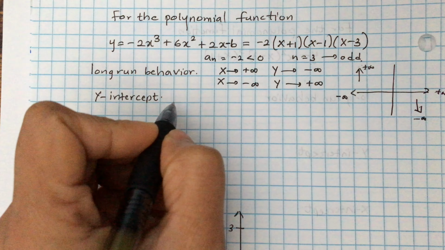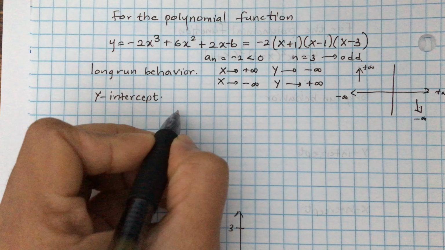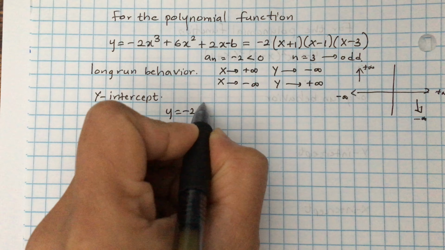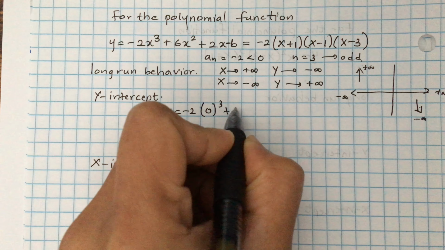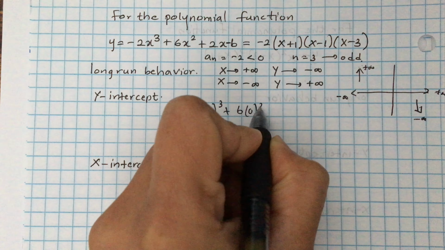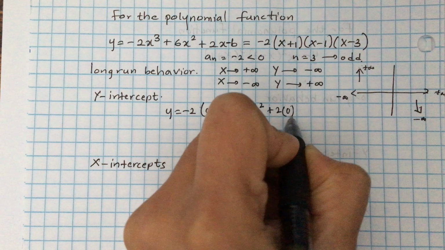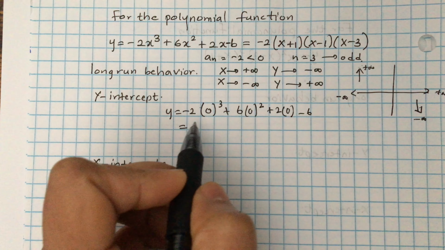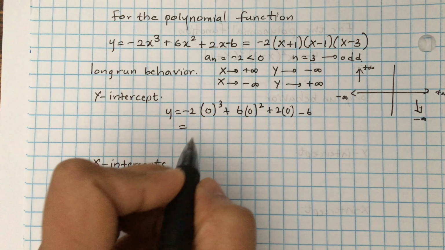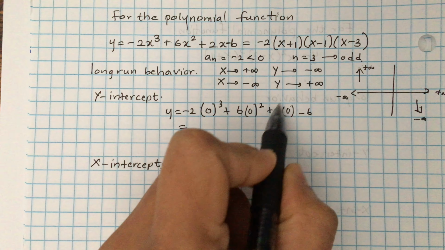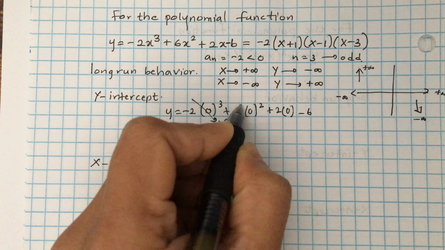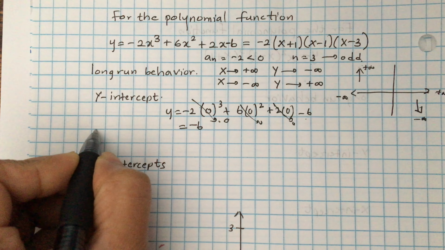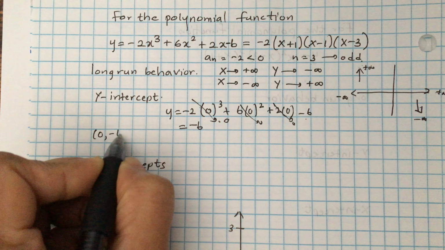So let's find the y-intercept. To find the y-intercept, you have to substitute x equals 0. So let's see, y equals negative 2 times 0 to the power 3 plus 6 times 0 to the power 2 plus 2 times 0 minus 6. So what's the value here? As you can see, this is 0, 0 and 0, right? And the rest is negative 6. So your y-intercept coordinate is (0, negative 6).